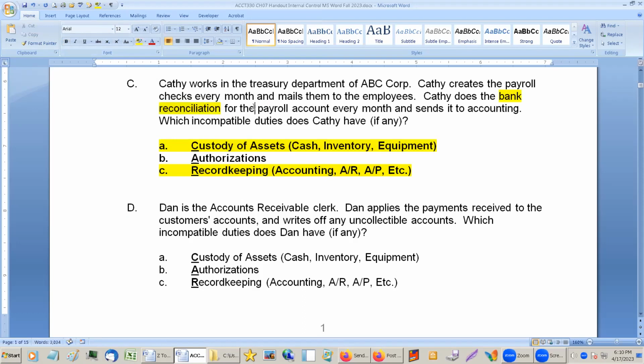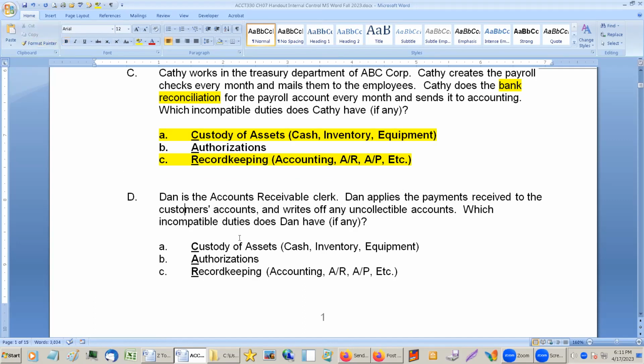Now, someone may in the past have said, well, this reconciliation, Kathy should do it because Kathy knows more about that account, which is probably true. But the bank reconciliation makes for journal entries, and that gives Kathy custody of the assets and record keeping. So that's something you want to avoid. Okay.